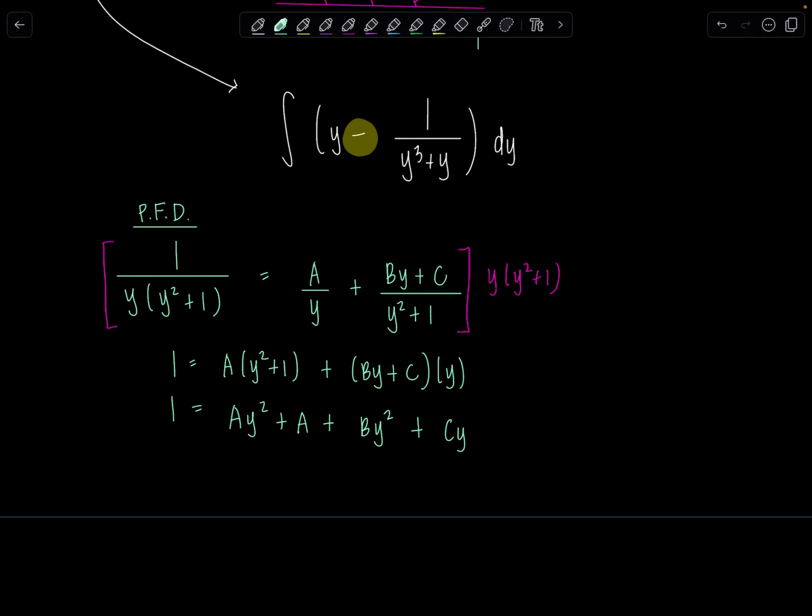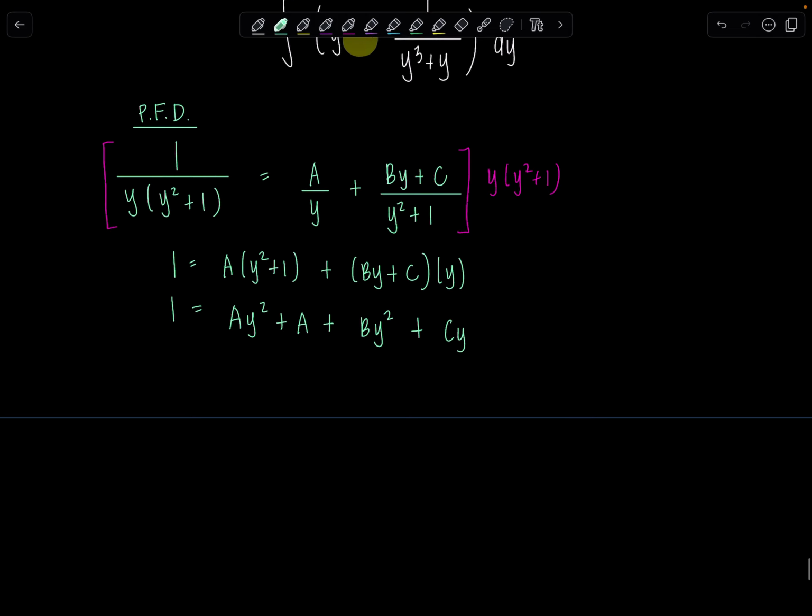And I'm going to set the coefficients of like terms equal to each other. So this is what I mean. Starting with the highest power term, y squared. There's no y squareds on the left. So 0 must equal a plus b. Okay, great. Y to the first. Do you see any y firsts on the left?